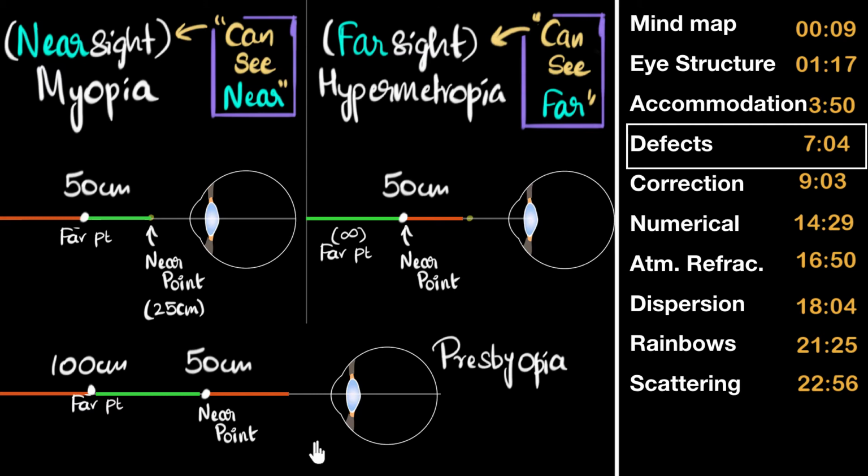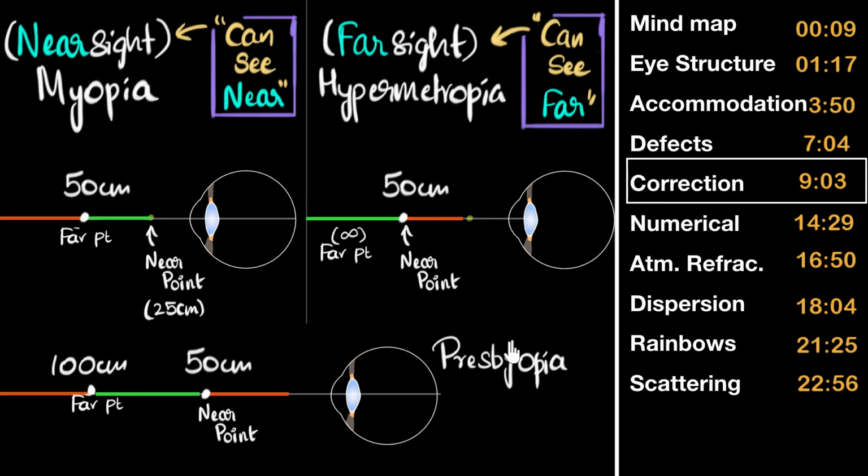So what do we do when we have these defects? Well, we have to correct them. And this brings us to the next topic, correction of the defects. To correct these defects, we need to first know what causes them. So let's start with the first two.